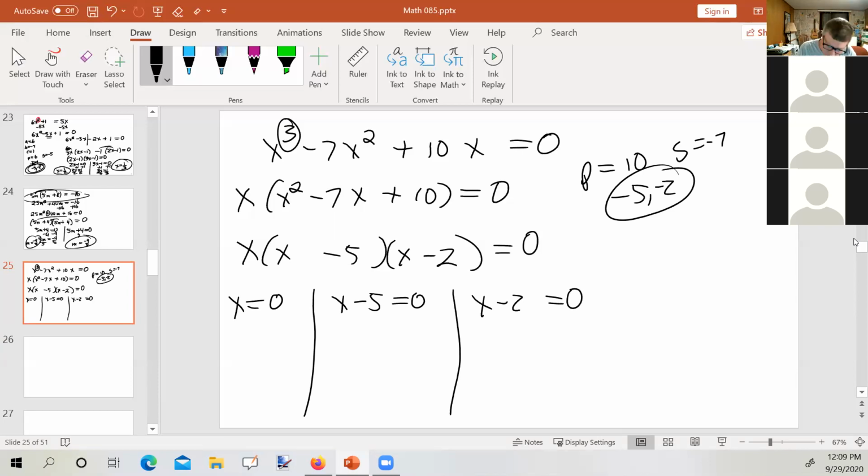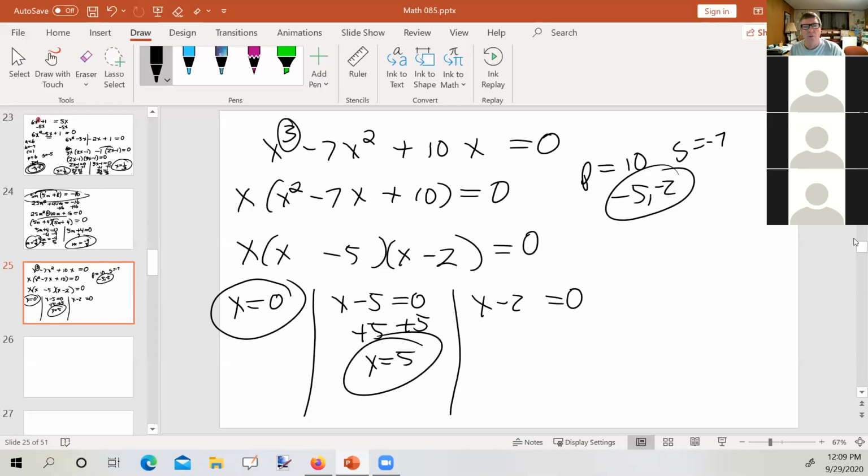So if x is 0, well then x is 0. So that's one of the solutions. X minus 5 is 0. We'll add 5 to both sides. X equals 5. That's another one of the solutions. X minus 2 equals 0. We'll add 2 to both sides. X equals 2. That's the third solution. So again, third degree equation, 3 solutions. Any questions on this one?